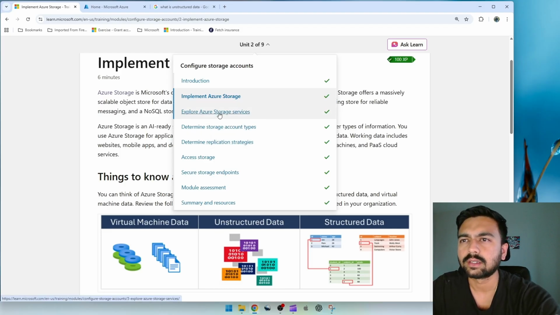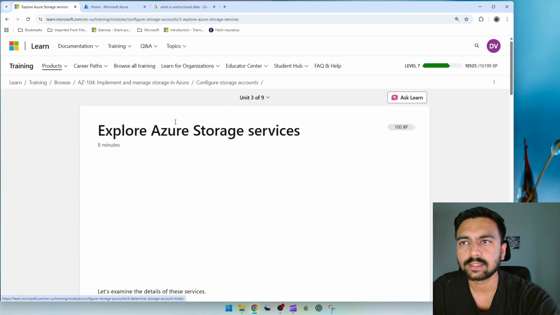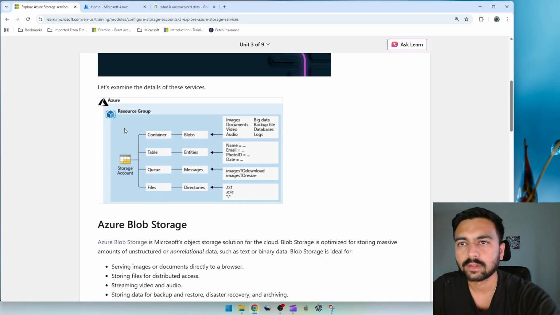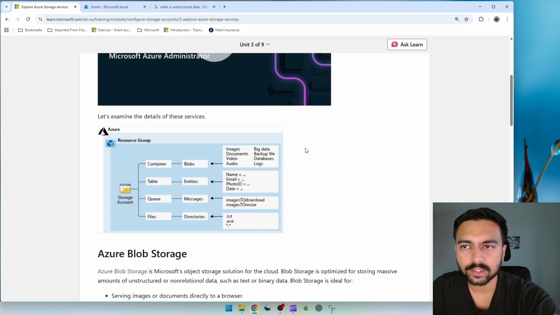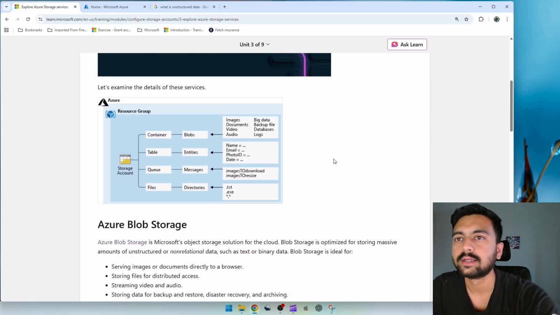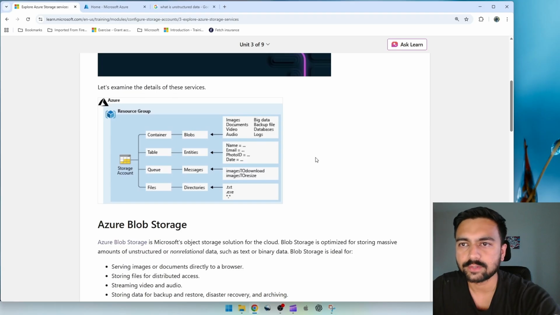Next topic: explore Azure storage services. What type of storage services does Azure provide? Four different types of storage services. Container storage is also called blob storage, which is binary large objects. Table, queue, and files. So these types of storage accounts you can get. Now we're going to understand what type of account stores what type of data.